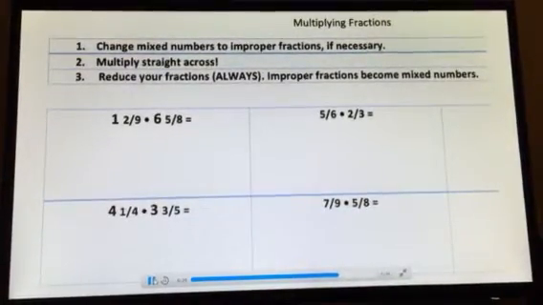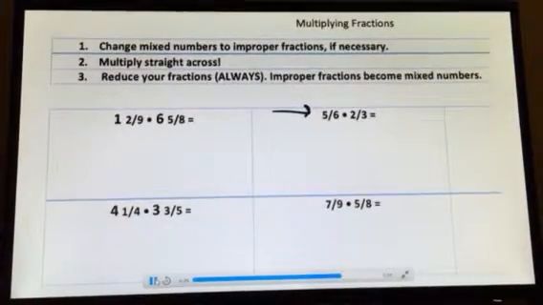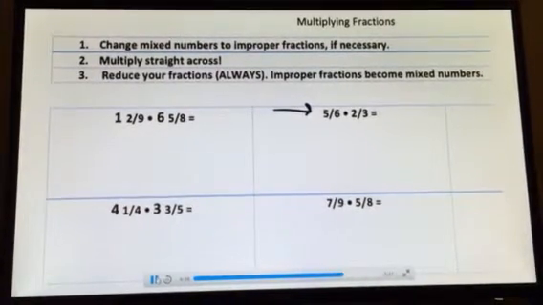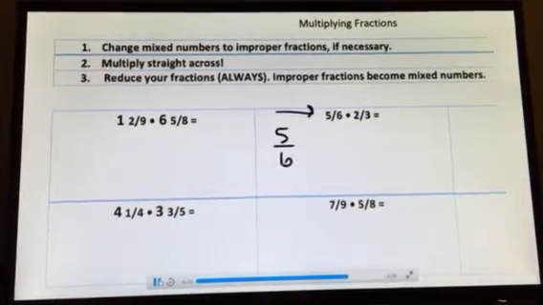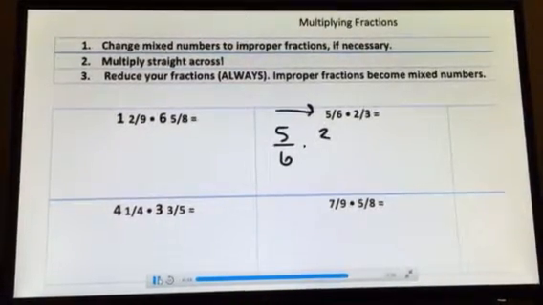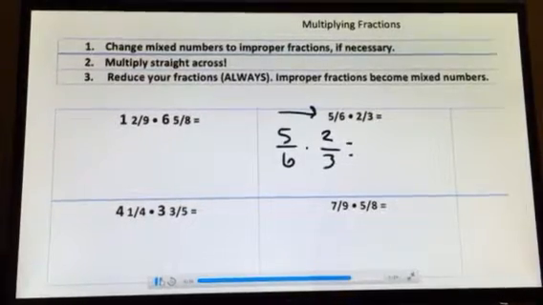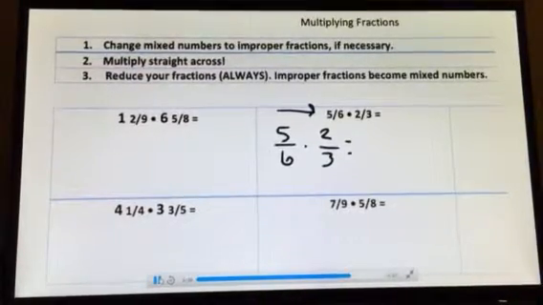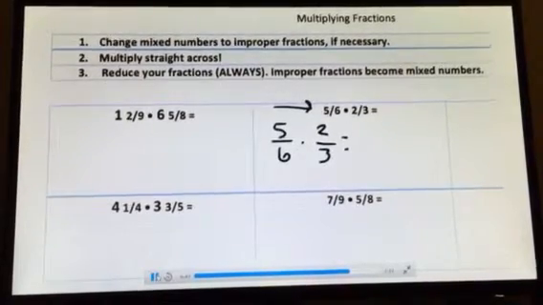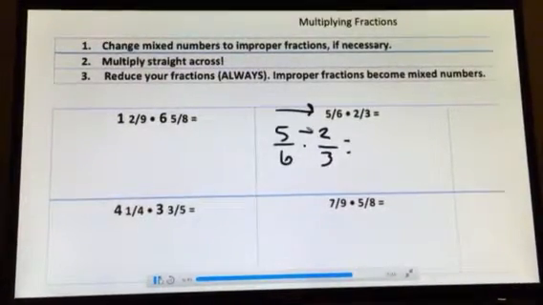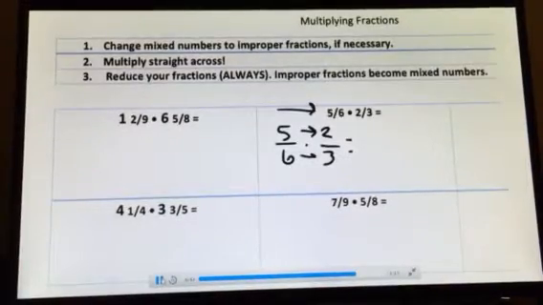What I'm going to do is I'm going to do this example right here, second one, 5/6 times 2/3. Now, the way it's written here is kind of tricky, so I'm actually going to write it so it's a little more vertical, and I'll show you why in a second. I'm a very visual learner, so this is actually very helpful. So we just multiply straight across. You do not cross multiply. That's for division.